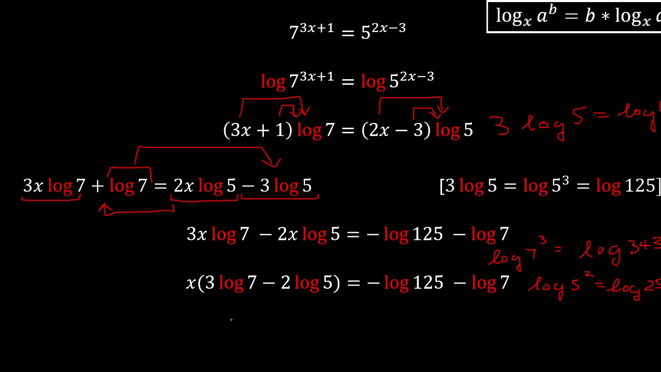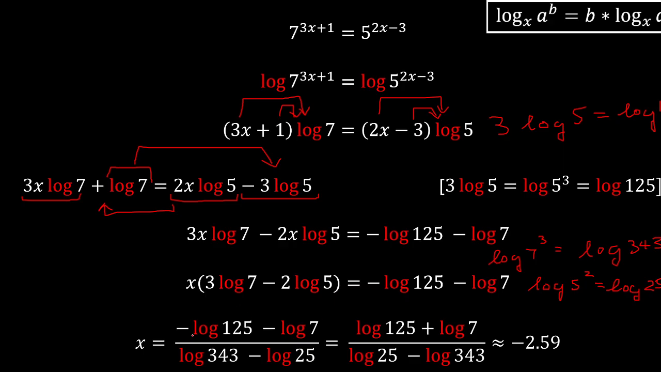Okay, and so if we rewrite this, we're going to be getting negative log 125 minus log 7 divided by log 343 minus log 25. This is your value for x. Now if you just multiply the numerator and denominator by negative 1, which doesn't change the value at all, you're going to be getting this, a neater way of expressing it.